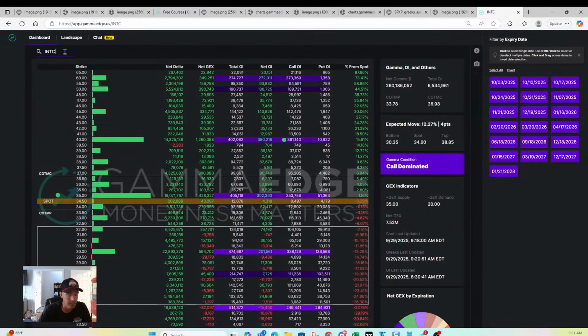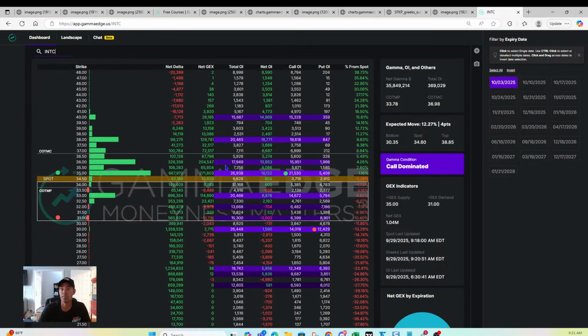Let me look at INTC. This will be the last one, and then we'll go ahead and wrap it up. Call dominated above and below spot price. 35 is PGEX, 40 COI. This week's expiry, PGEX COI 35, and COTMC is 37. So 35 would probably be the likely upside to cap price, unless we see a significant amount of out of the money call speculation come in.